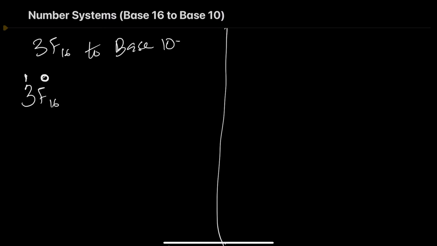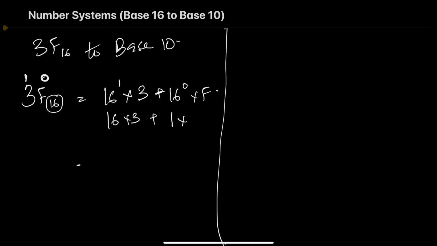And then what we do next is we take the base, which is 16, and raise it to the power of the first case, times 3, and then 16, which is also the base, raised to the power 0 times f. So in this case, we know the first case is 16 times 3, and then the second one is 1 times f. And then we put it in a bracket, and this is 48 plus f, which is 15.